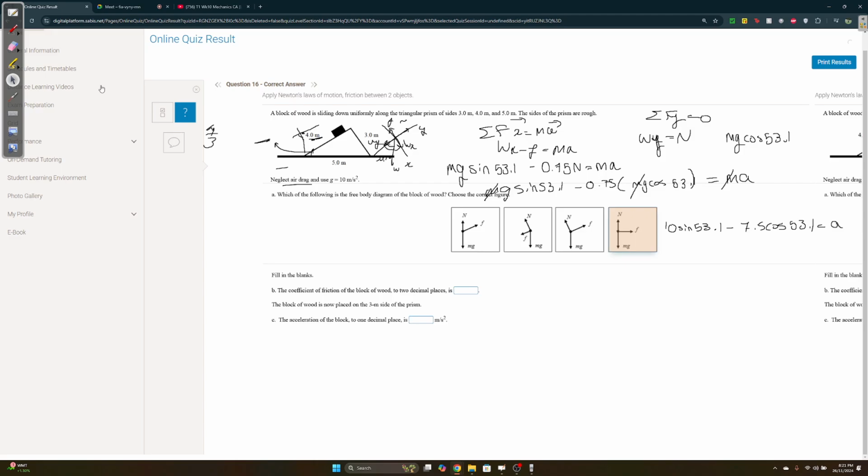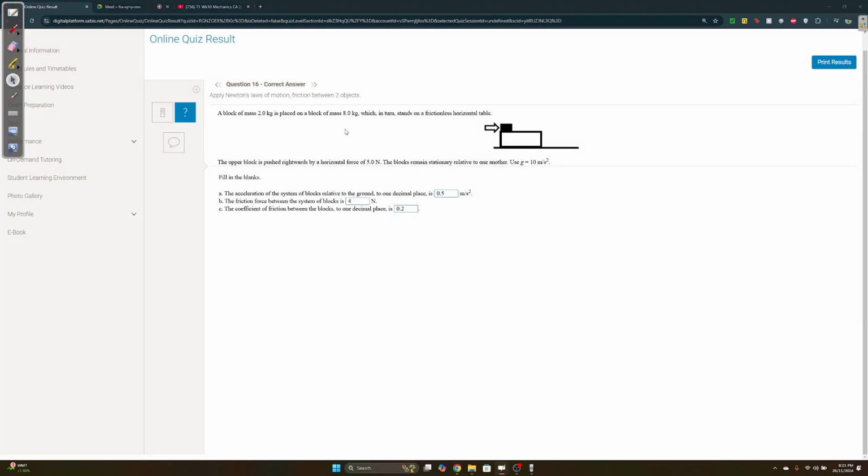Okay, let's finish up these last two questions. Rather easy. Okay, a block of mass 2 is placed on a block of 8, which in turn stands on a frictionless table. The upper block is pushed rightwards by a horizontal force of 5. The blocks remain stationary. The acceleration of the system of the block relative to the ground is what?